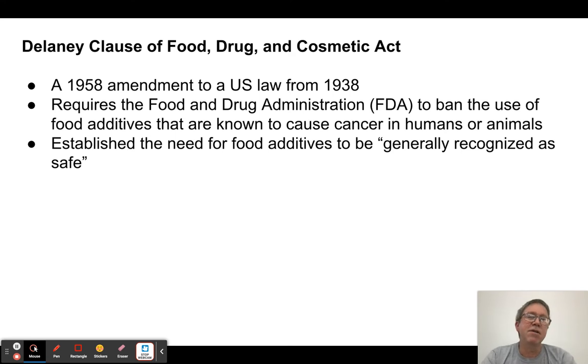The Delaney Clause of the Food, Drug, and Cosmetic Act. Now, this is an old one. You don't need to know the dates. I'm just going to say, this is actually an old law from the 1930s that then had a clause added to it, an amendment added to it in 1958.